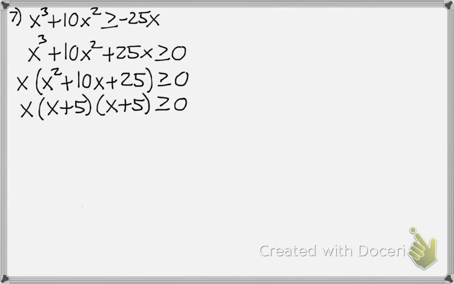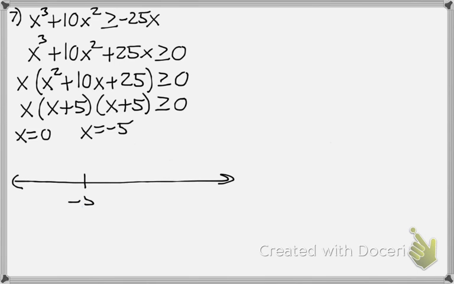So my cutoff points are going to be x is equal to 0, and then x is equal to negative 5. It's a solution twice, but that doesn't really matter. We're only going to put it on the number line once. So negative 5 and 0. And if you plug in test points like negative 6, you'll get a negative number. If you plug in like negative 1, you'll get a negative number. And if you plug in like 2, you'll get a positive number.